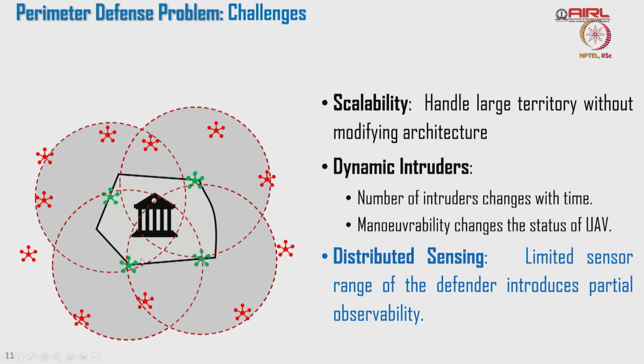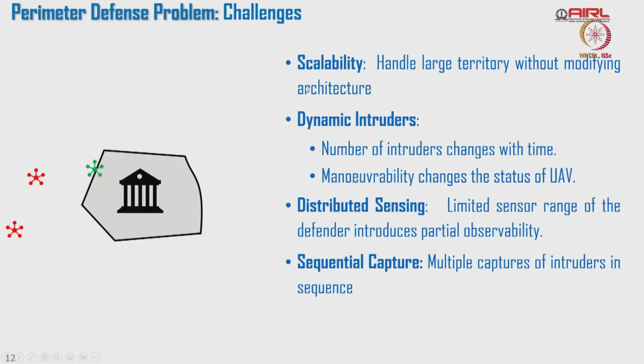I have to have a mechanism, a distributed sensing mechanism, right. Each UAV has its own sensors and they can see certain regions only. The other UAV can see other regions only, right. If I have one more UAV, the two green UAVs, together they can see multiple intruders who are coming in, right. The limited sensor range of the defender also affects the performance significantly. That leads to the partially observable problem which I was mentioning earlier, right.